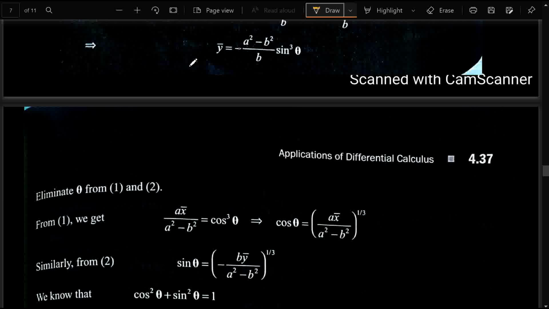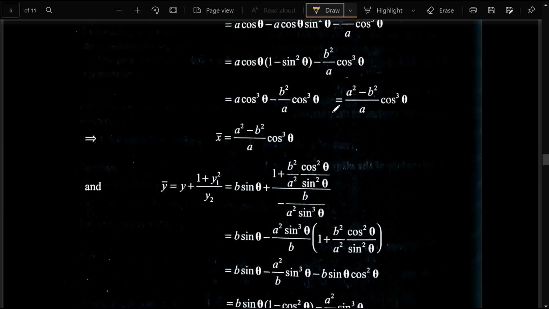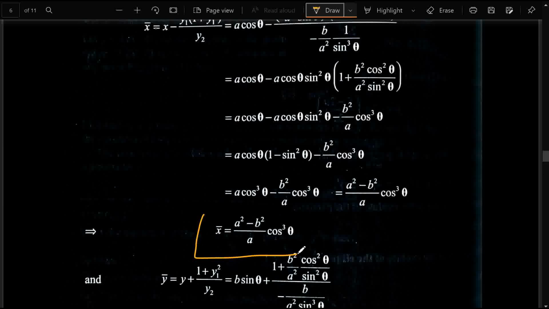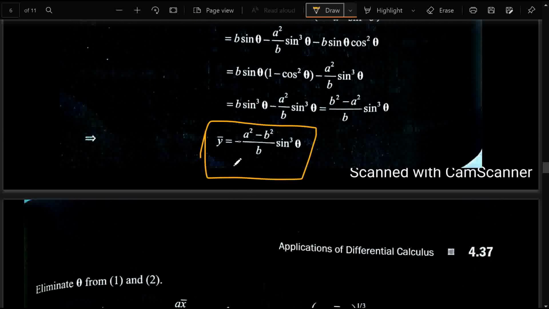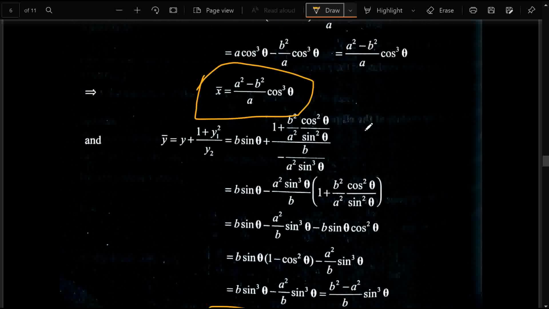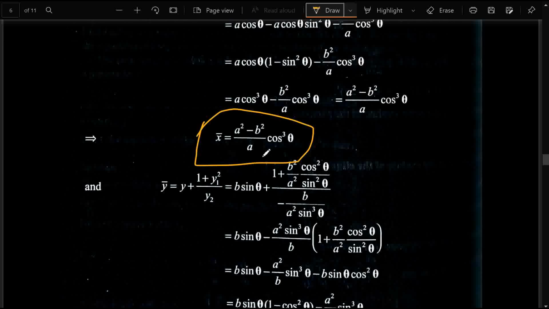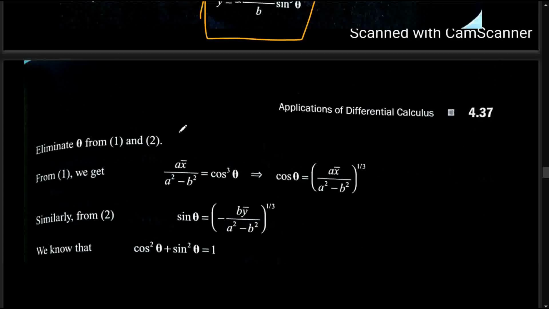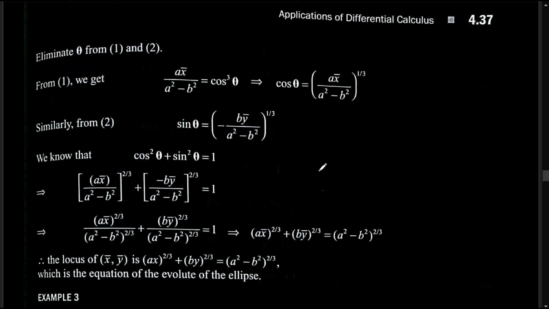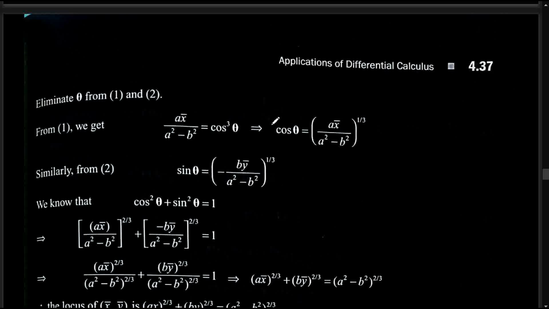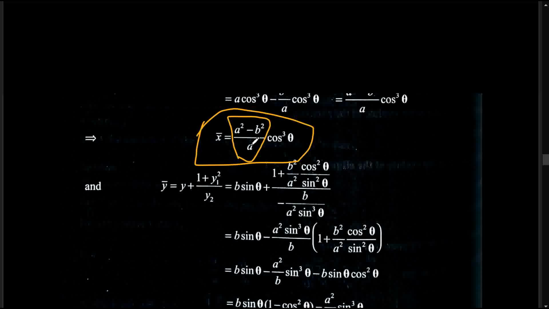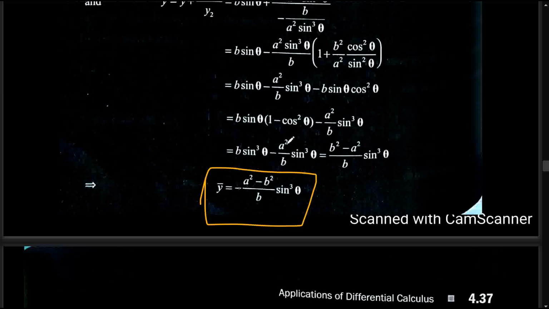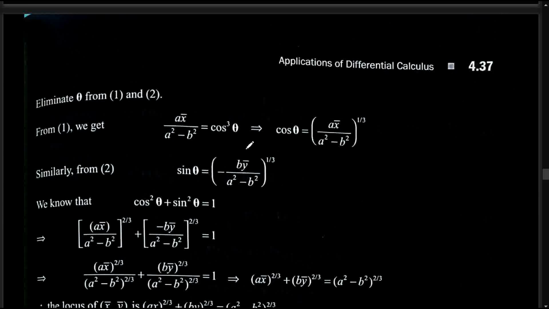So now this is the y dash we got, and this is the x dash we got, and now we have to combine them to form an equation. So how do we do that? We can't actually see directly what to do. We just have to omit these arbitrary things. What they did is, first they separated sin theta and cos theta, and we know that sin square theta plus cos square theta is equal to 1. So they did it in this way.